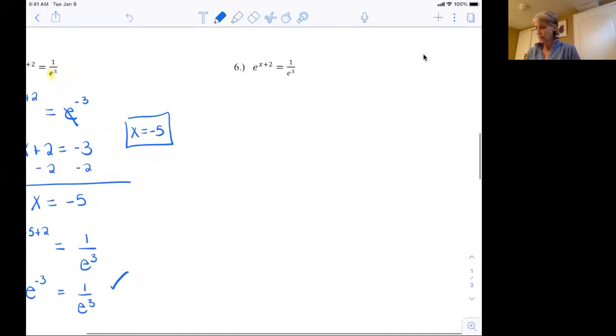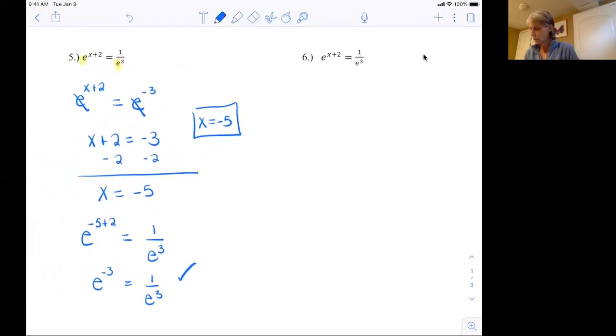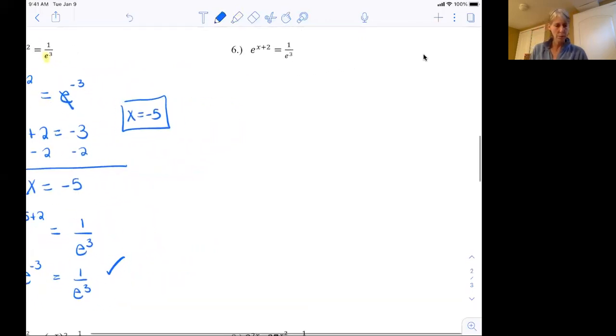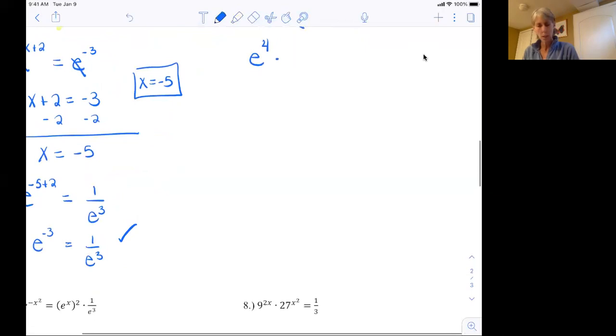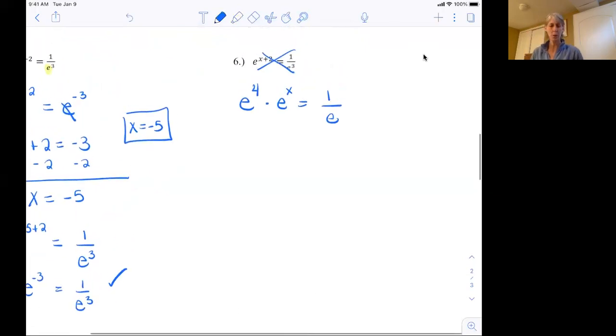In example 6, that is a typo. So let's cross off this example. And I have, let's rewrite, e to the 4th times e to the x equals 1 over e. Okay, so this is going to be our problem we're going to do instead.